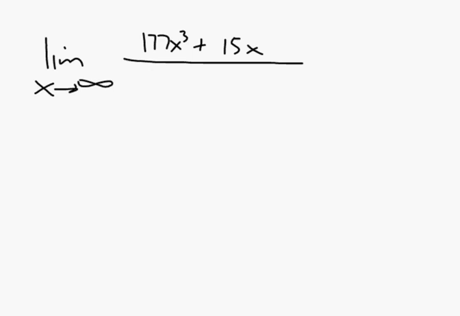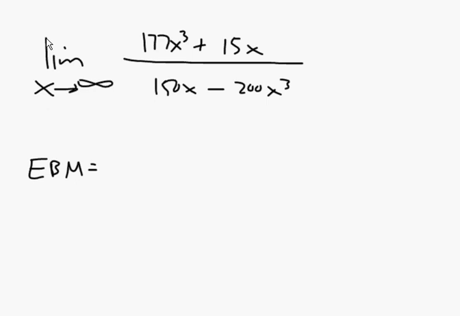So when you're faced with a problem as limit as x goes to infinity, and maybe you have some polynomial on top, 177x cubed plus 15x, and then on the bottom you might have 150x minus 200x cubed, and you have to find this limit, you can find something called an EBM. I'm not going to write this out, but this stands for end behavior model.